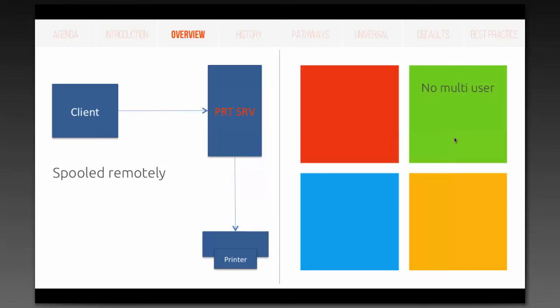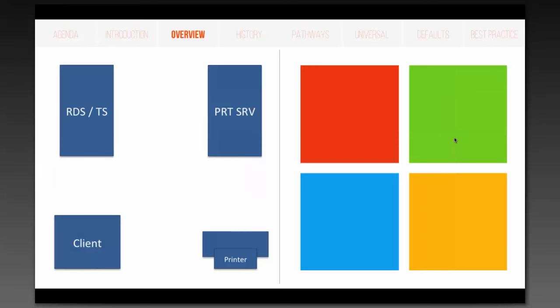So this is no multi-user yet, of course, but if we throw in an RDS or TS server, a Citrix server in this case, then it will be. So the client will have a session on the RDS server. The user will hit print, it will be sent over to the print server and over to the printer, which again means that spooling will take place physically on the print server, and from a client perspective, again, spooling will take place remotely, because the client will have a session on the RDS server, of course.